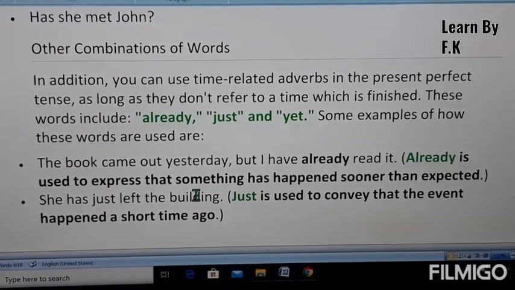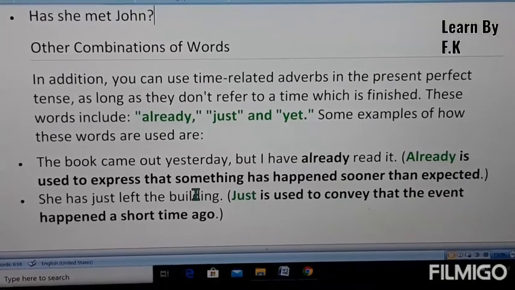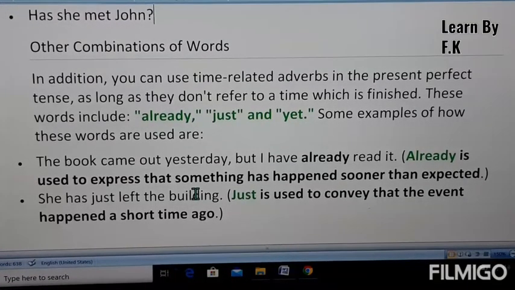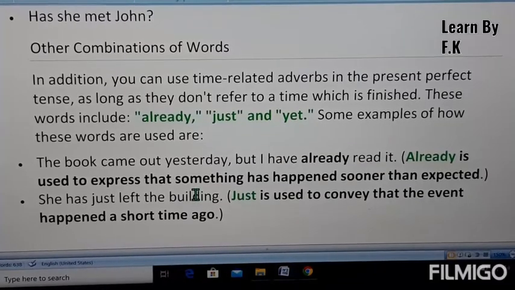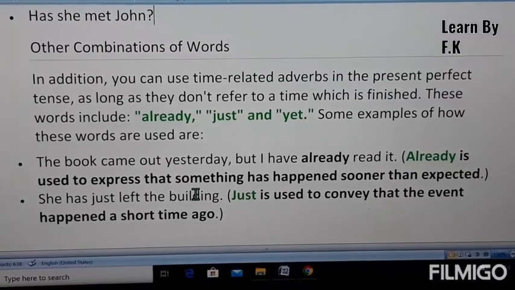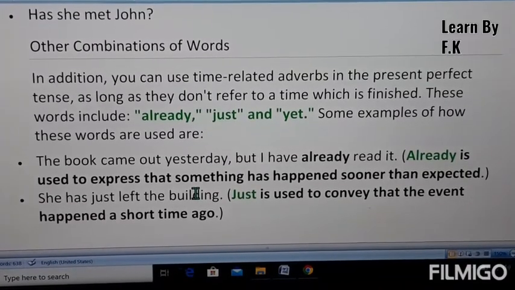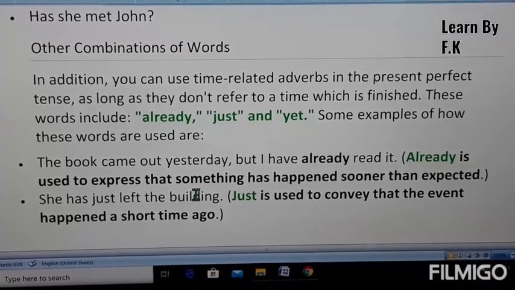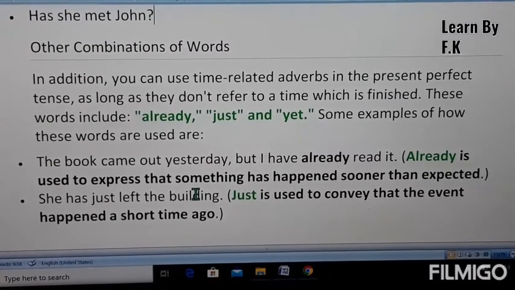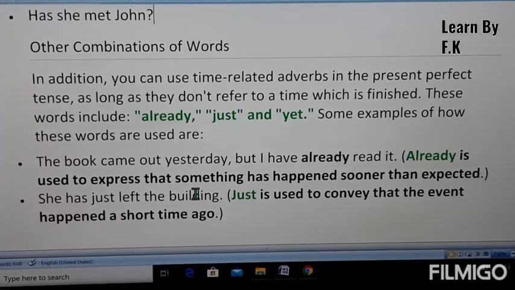The book came out yesterday, but I have already read it. In this situation, the book came out yesterday, I searched for the book yesterday, I got it, but I have already read it. It means I don't need to read it again and again. Already is used to express that something happened sooner than expected, that we have done that work before the expectation of others or ourselves.